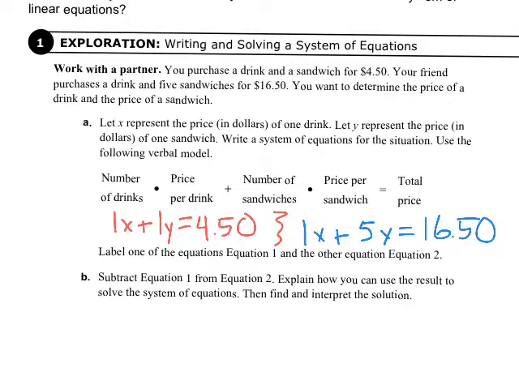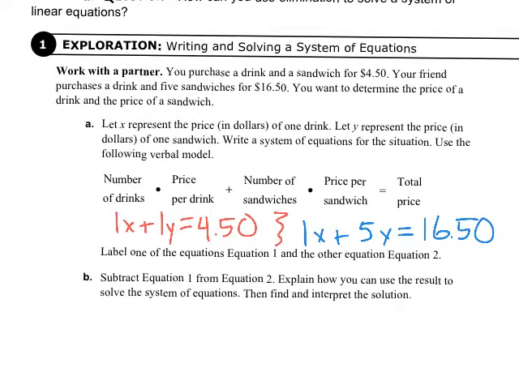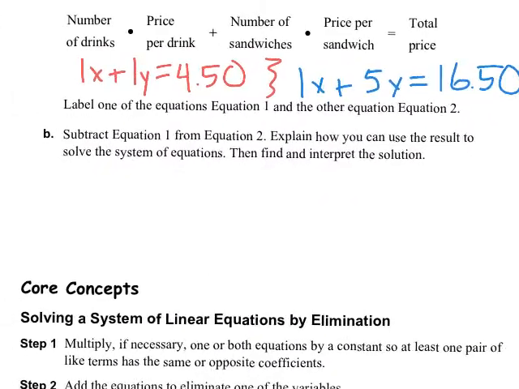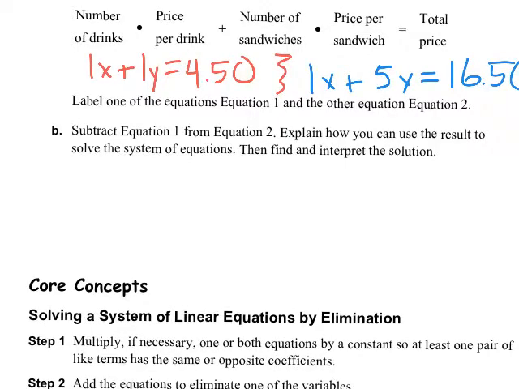So it's asking us to subtract these equations from each other. If I had to subtract these equations from one another, let me stack them up. So now I have 1x plus 1y equals 450. And I have 1x plus 5y equals 1650.